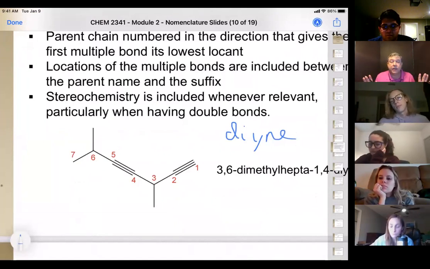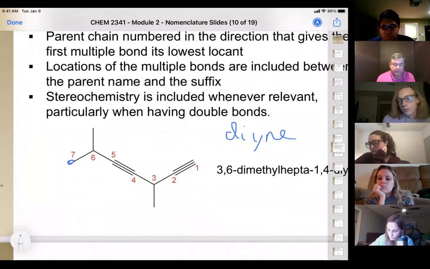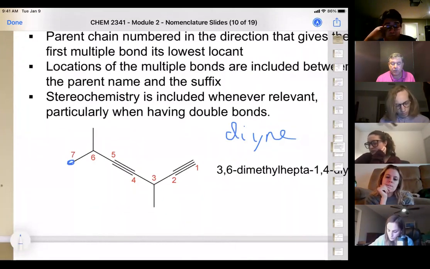Now let's find our longest chain. If we started from this end, we would still only get 7 carbons. So we're going to end up with a total of 7 carbons. So somewhere in our name, we have hepta.